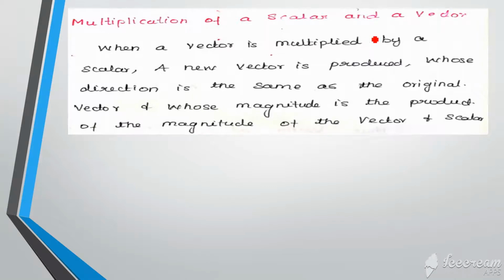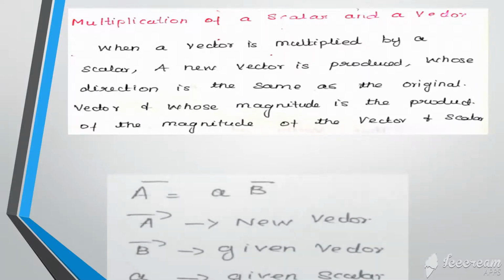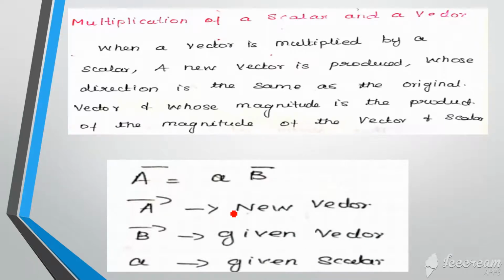Then, multiplication of a scalar and a vector. When a vector is multiplied by a scalar, a new vector is produced whose direction is the same as the original vector and whose magnitude is the product of the vector and the scalar. So here, consider the original vector is the B vector and the given scalar value is A. While multiplying the scalar and vector, the resultant is again a new vector A, and its magnitude is simply the magnitude of B vector multiplied with A. That is defined by this statement.